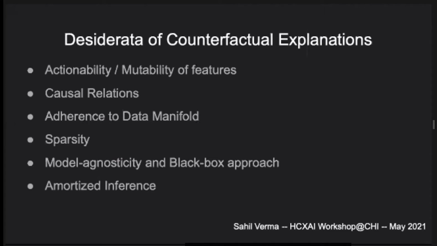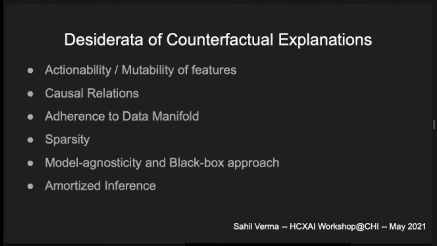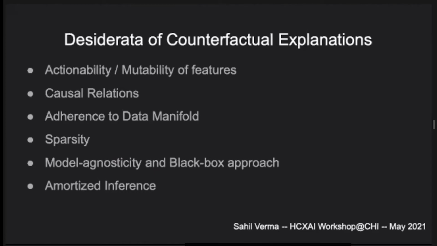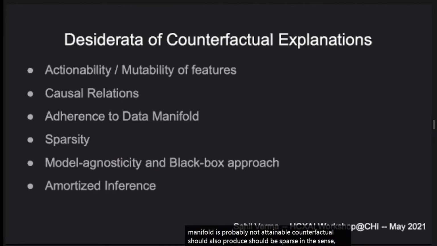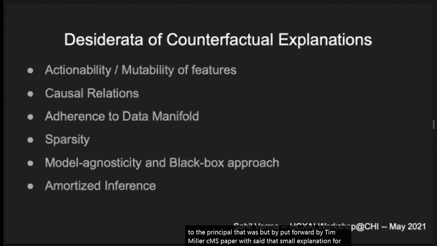There are several desirable properties of counterfactual explanations. For example, they should consider the actionability of features that they are suggesting to the users to modify. They should not, for example, suggest someone to modify their place of birth. Counterfactual explanations should also adhere to the causal relations between different features and respect the data manifold. This is an assumption that the training data for the model has all the feature correlations and feature distributions that are present in the real world, and therefore any counterfactual which is far from the training data manifold is probably not attainable. Counterfactuals should also be sparse, in the sense they should only suggest changes to a few features and not all the features, and this adheres to the principle put forward by Tim Miller in his paper, which said that small explanations are more understandable to people.